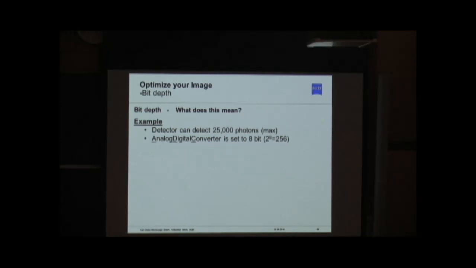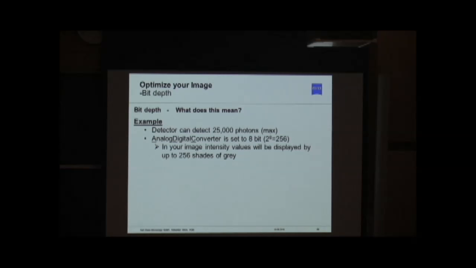One of the inherent properties of the detector is that it has a so-called analog-digital converter. This analog-digital converter is, as in the software, for instance, set to 8-bit. 8-bit means 2 to the power of 8, which is 256. What does this value mean? It means that in your image, intensity values will be displayed by up to 256 shades of gray.